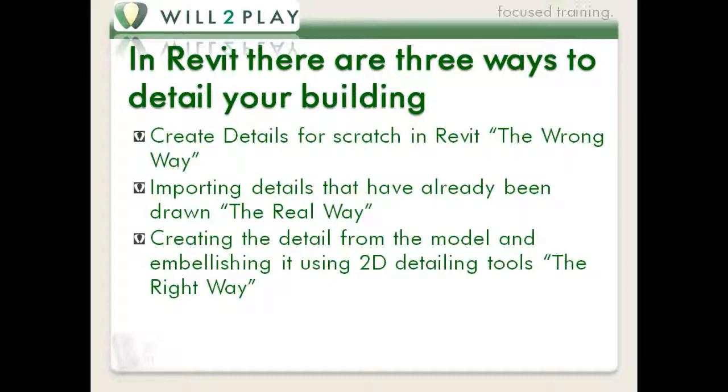Essentially, there's only 3 ways to detail in Revit, and if you've not heard me talk for very long, you'll realize that I often break things down into, hey, there is 1 of 2 or 3 things. Pretty much anytime I get over 3, I lose track. I can only count to 3. So there's the right way, the wrong way, and the real way.